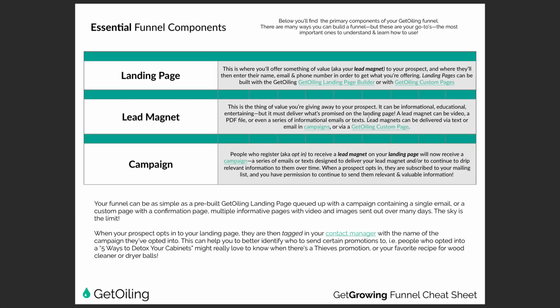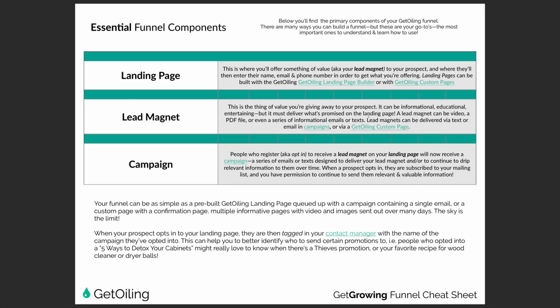Okay. Now you can have a video on a page for a lead magnet. You can have a PDF file like the one we're looking at right now, or even a series of informational emails or texts. You can deliver them via text or email in campaigns, which I'll teach you in the first example, or a GetOiling custom page, which will be our second funnel example a little while later.